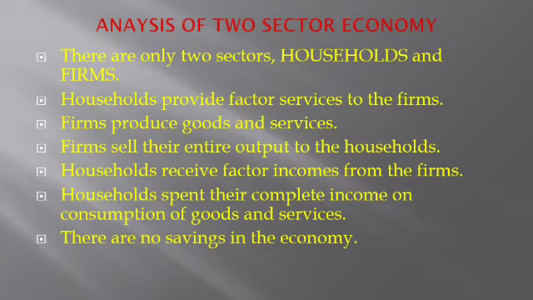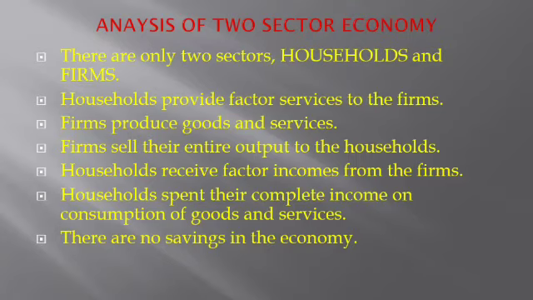The third assumption is firms produce goods and services. The factor services provided by the households are utilized by the firms to produce goods and services. The fourth assumption, the firms sell their entire output to the households. Entire output means complete output. Whatever is produced by the firms, that complete production is sold to the consumers, to the households.